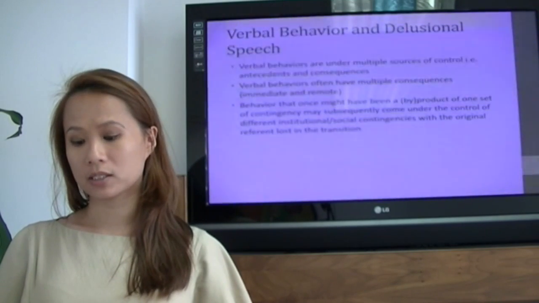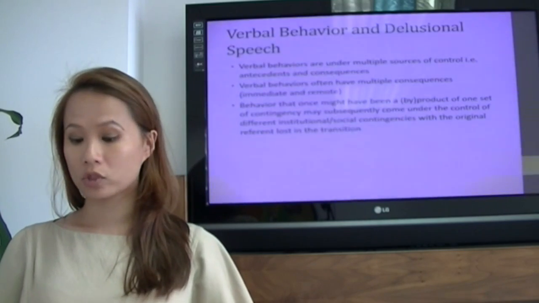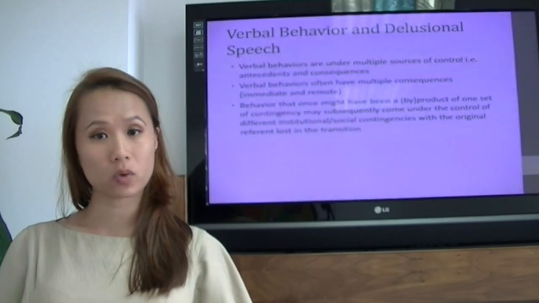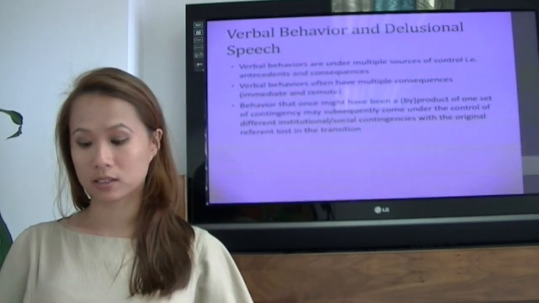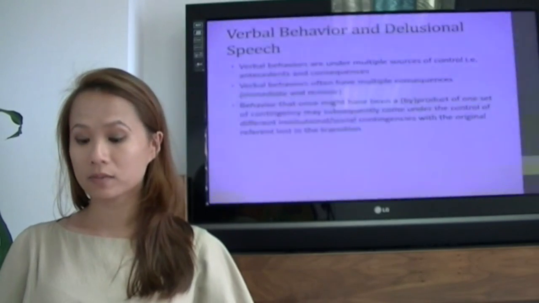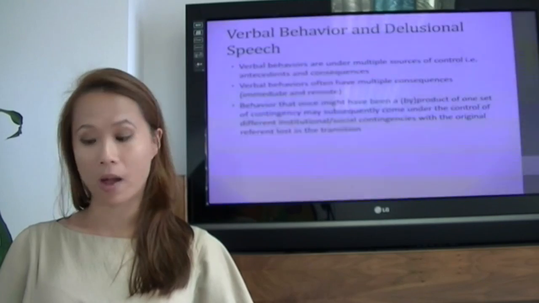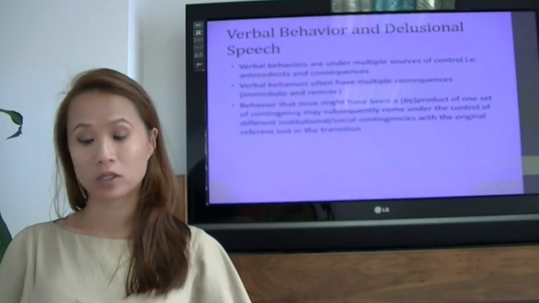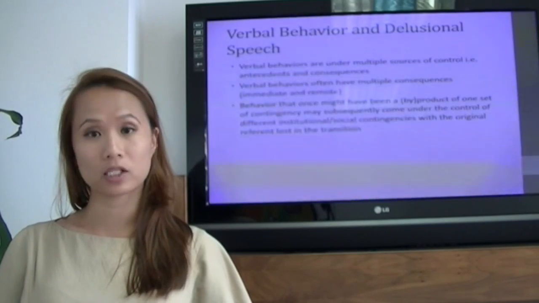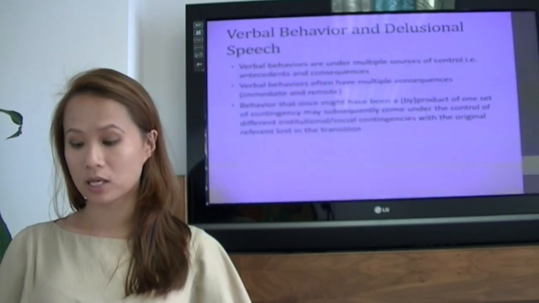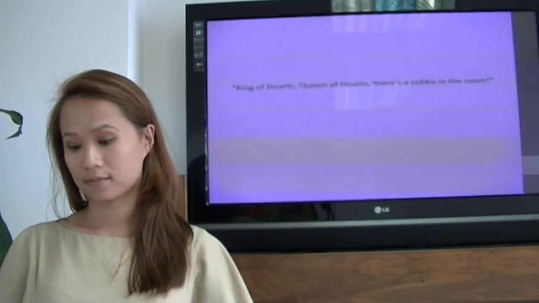Behaviorists also suggested that verbal behavior is under multiple sources of control, which are antecedents and consequences. Verbal behavior often has multiple consequences, some more immediate than others. Behavior that once might have been a product or byproduct of one set of reinforcement contingencies may later come under the control of different institutional or social contingencies, with the original referent lost in transition.